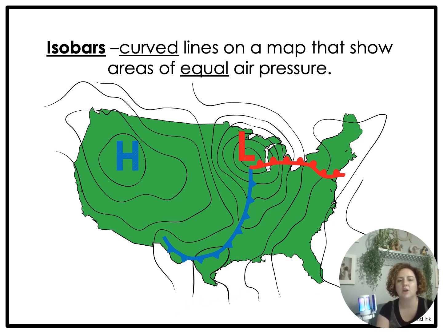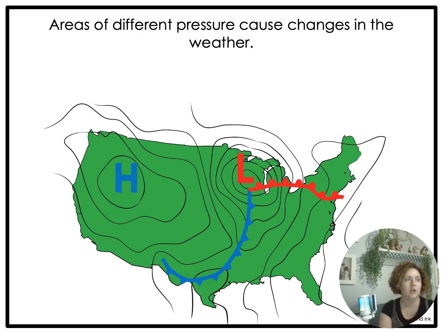You can't just pick and choose what colors you're going to have as far as the layer goes. So these are curved lines on a map that show areas of equal air pressure throughout, okay? Obviously, if this is all the super low pressure, this is all the super high pressure. So areas of differing pressure cause changes in the weather. We've already talked about this, how high pressure systems bring happy weather versus low pressure systems make us go, I just want to stay inside, I don't want to go out and do anything.